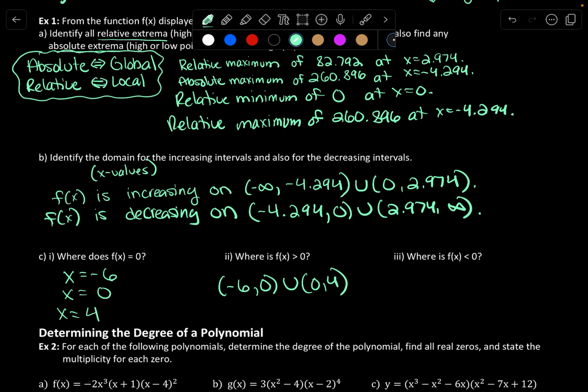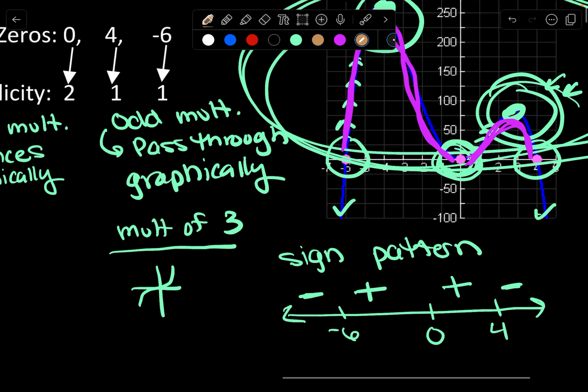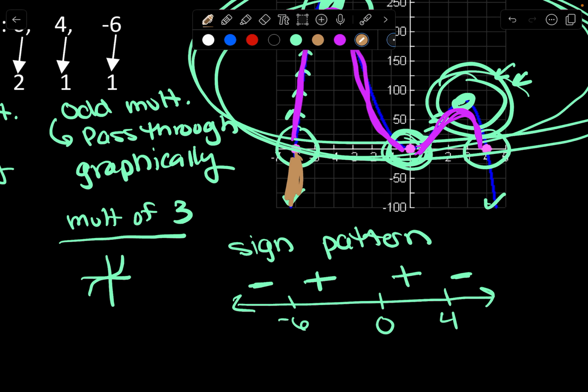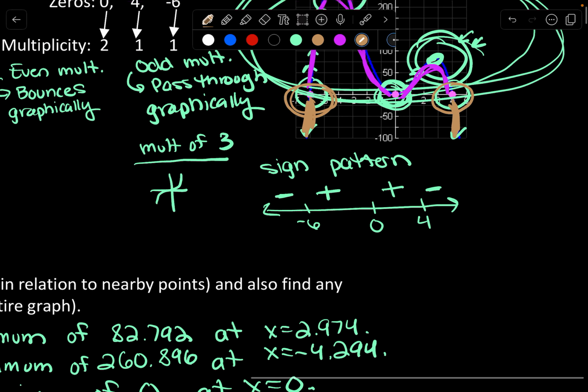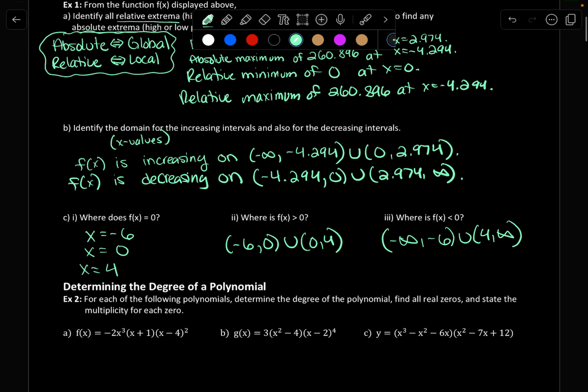And then same thing for when it's negative, when the outputs are negative. That's going to be down here. So for this tail end and that tail end. So from -infinity to -6, the y values are negative, and then from 4 to infinity, the y values are also negative. So -infinity to -6, union 4 to infinity. All right, and that's the start of Unit 3. Hope this helps.